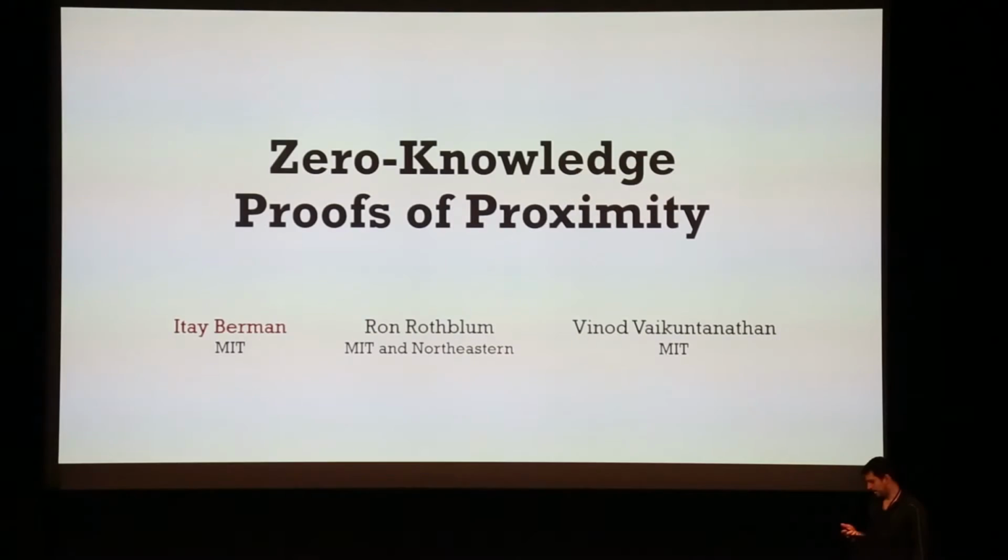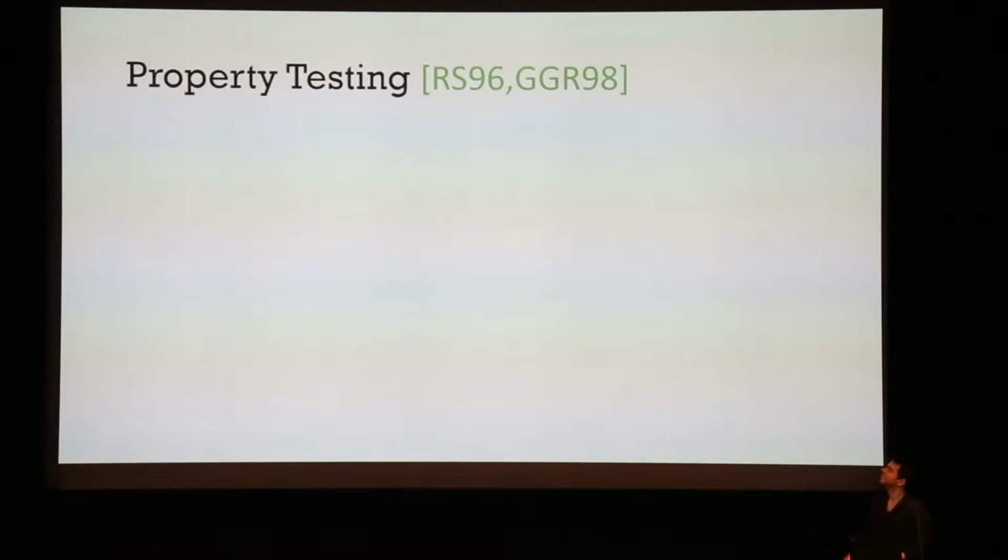So I'm going to talk about zero-knowledge proof of proximity. Our starting point is property testing, introduced by Rubinfeld and Sudan, and Goldreich, Goldwasser, and Ron in '98.